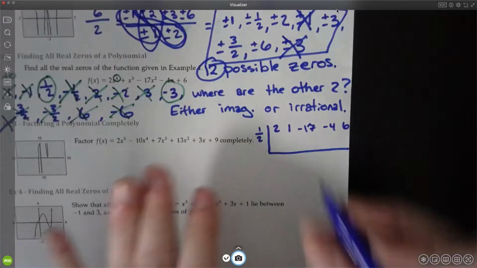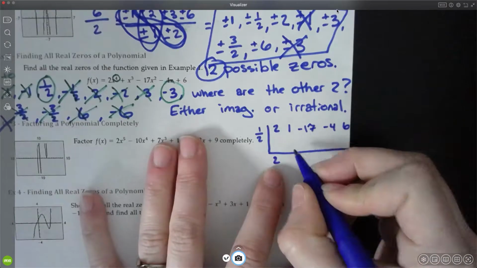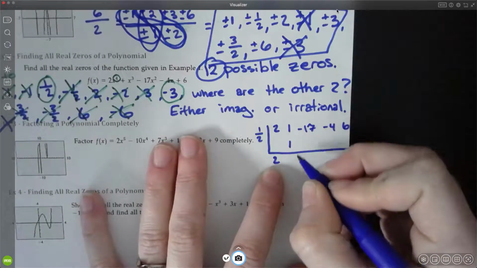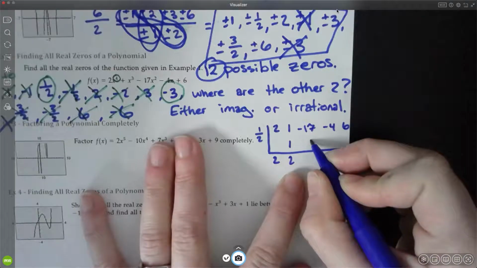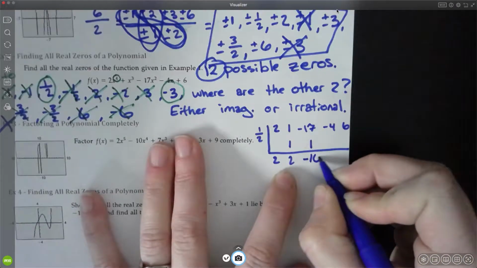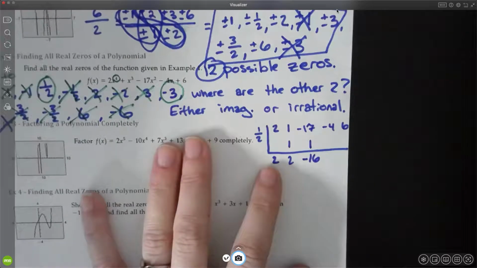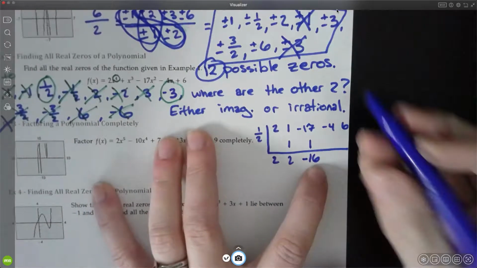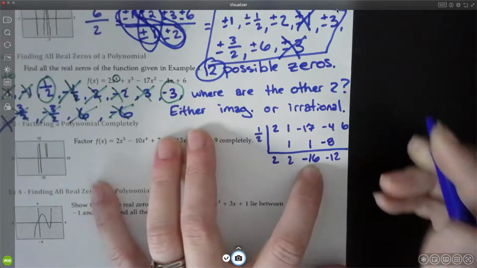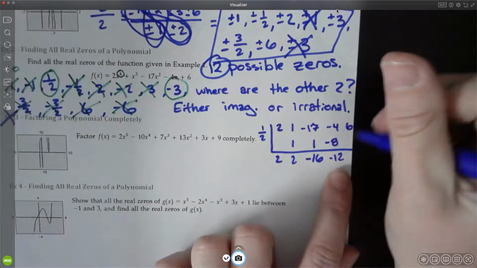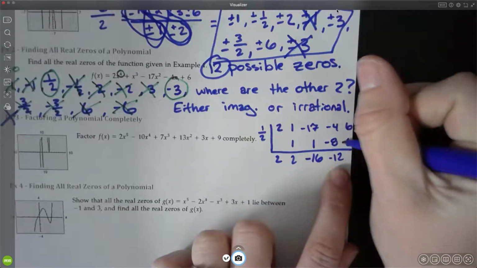What's 1/2 of 2? 1. 1 and 1 together make 2. What's half of 2 again? 1, and that makes -16. Half of -16 is -8. That together makes -12. Half of -12 is -6, and that makes 0.